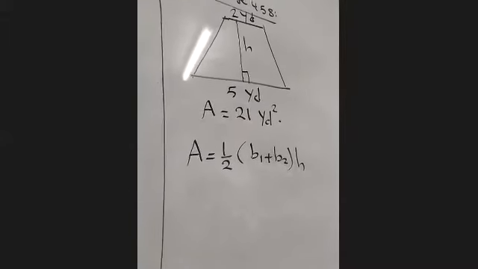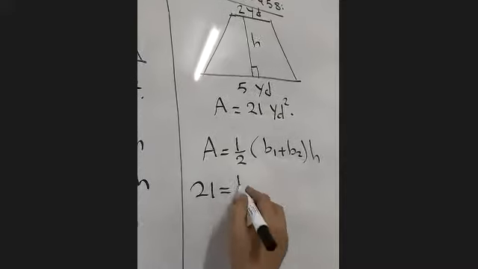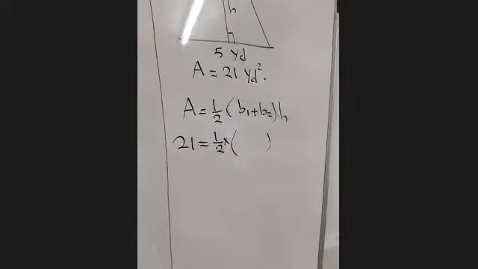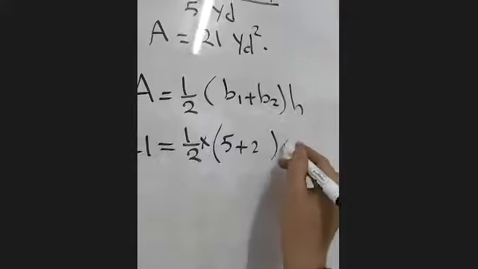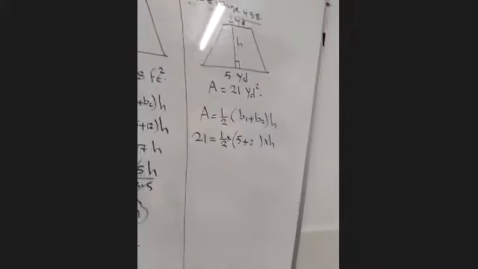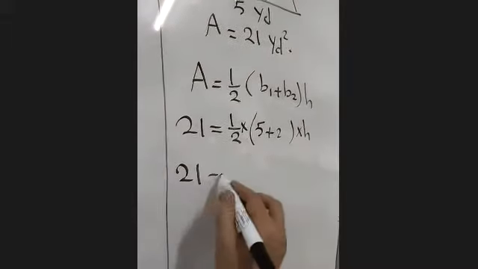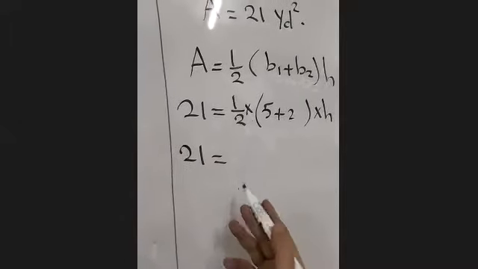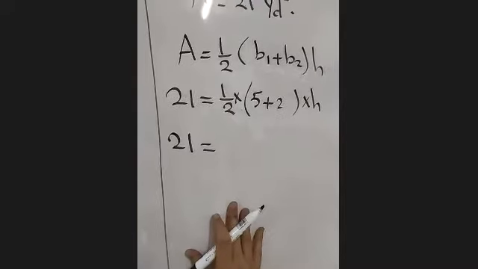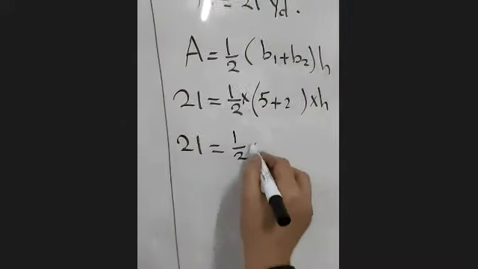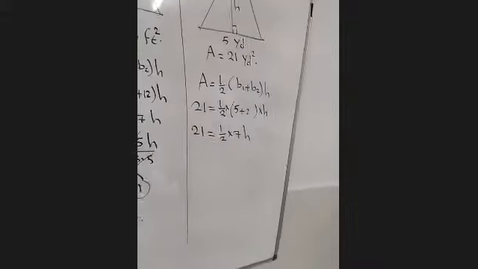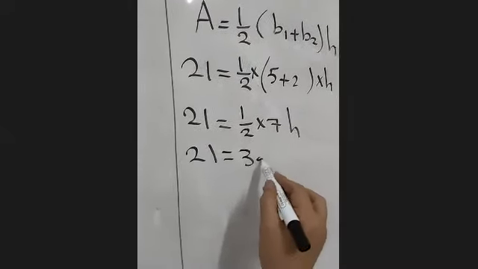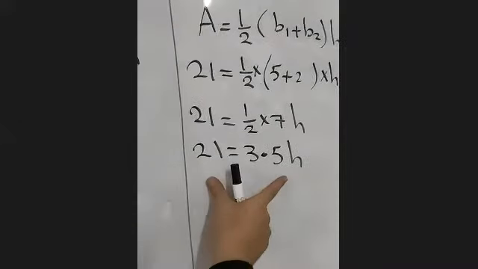Now 21 equals half, 5 plus 2, multiply the height, right? Now 21 equals half times (5 plus 2) times h. 5 plus 2 equals 7. So half multiply 7 and the h comes down. Now half of 7 is how much? 3.5. 3.5 h.